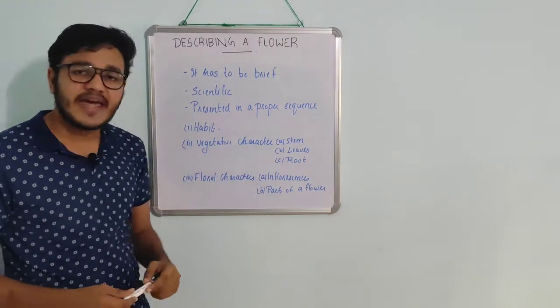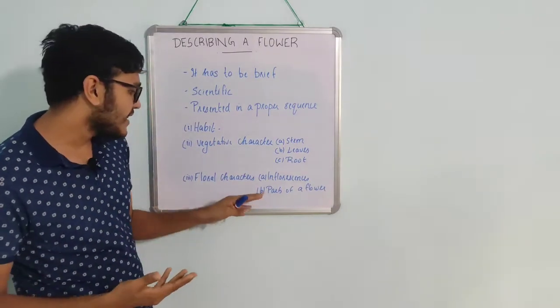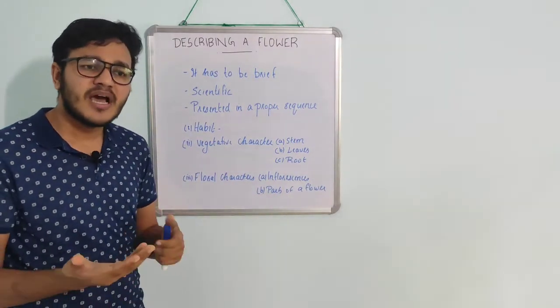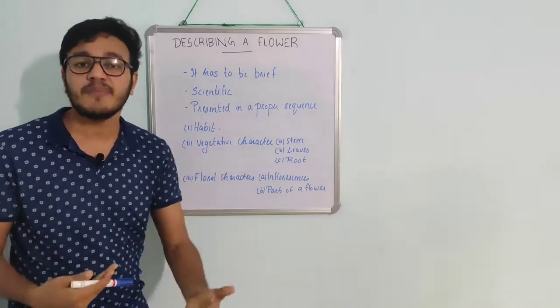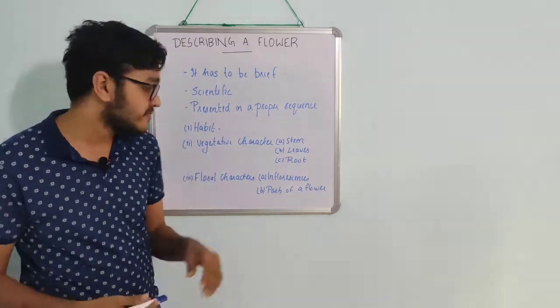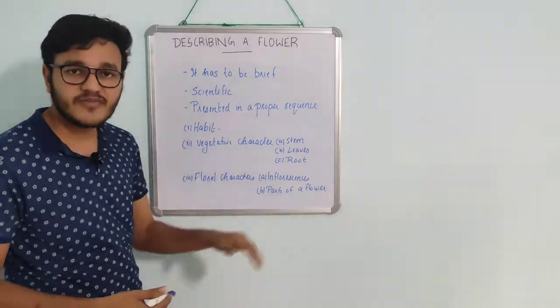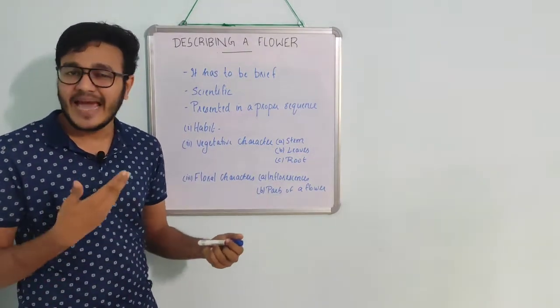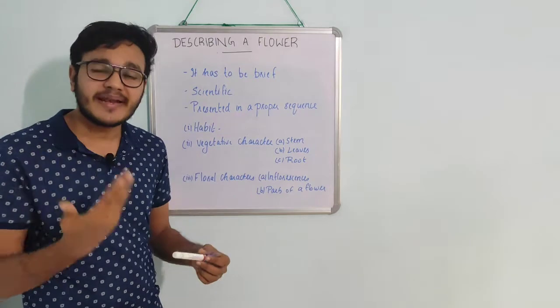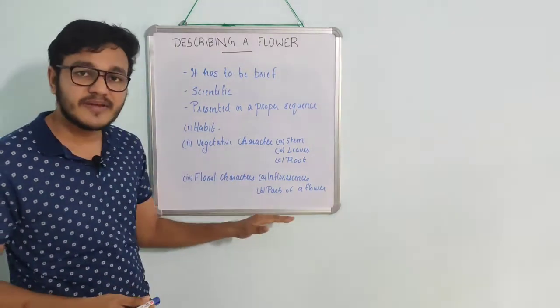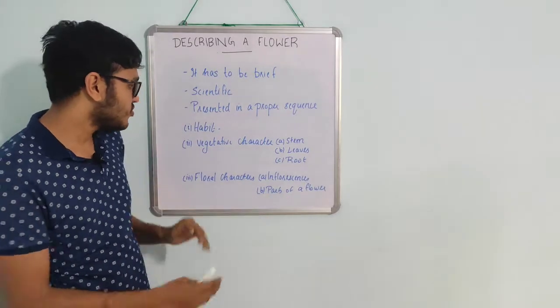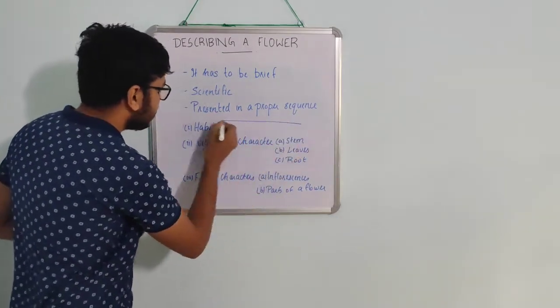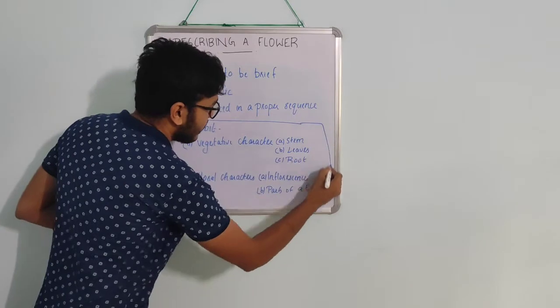And then come the floral characters, that is the inflorescence and the parts of a flower. For the inflorescence, you should mention if it is racemose or cymose, which type of inflorescence that particular flower has. And finally, the parts of the flower: you should mention the arrangement of calyx, corolla, androecium, and gynoecium, and the relation with other whorls of the flower. So this is the order. This particular thing is what we call a description of a flower.